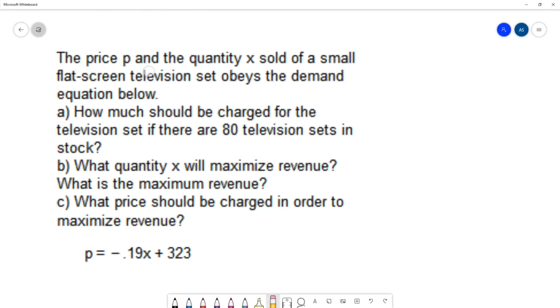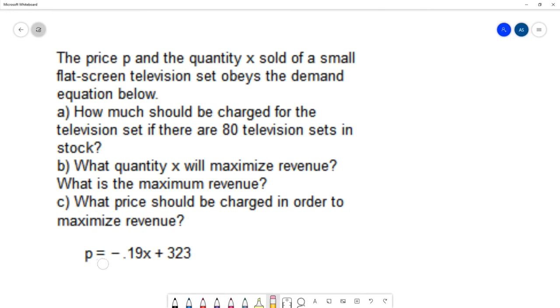The price P and the quantity X sold of a small flat-screen television set obeys the demand equation. How much should be charged for the television set if there are 80 television sets in stock? What quantity X will maximize the revenue? What is the maximum revenue? What price should be charged in order to maximize the revenue?